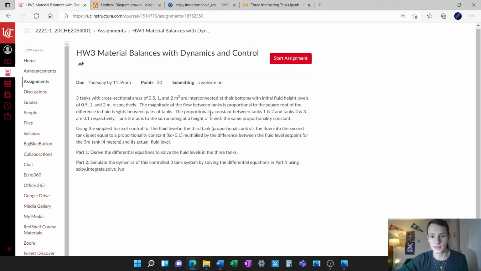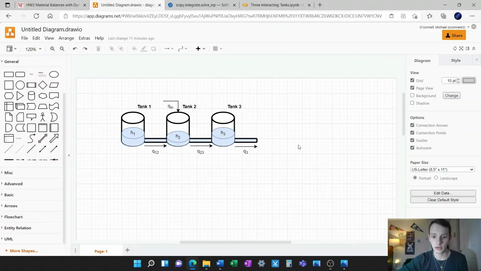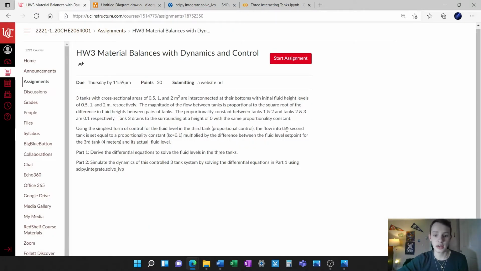That's obviously a huge mouthful, but that is based on Bernoulli's equation, which, as I said before, comes from the law of conservation of energy. And there is also going to be this proportionality constant between tanks 1 and 2 and tanks 2 and 3, and that is going to be 0.1 for both of those. And as it says in this sentence here for tank 3, which is draining out at height 0 here at the bottom to the surroundings, the proportionality constant for that is also going to be 0.1.